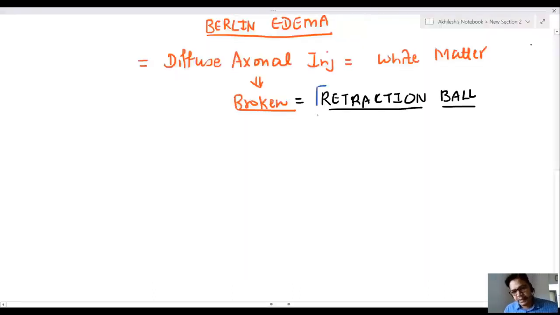This question comes: retraction ball is seen in brain. Durate hemorrhage is a hemorrhage of midbrain and bones. Berlin edema is also an edema of brain.